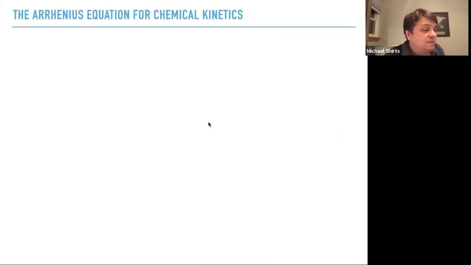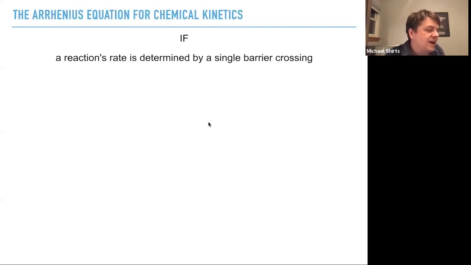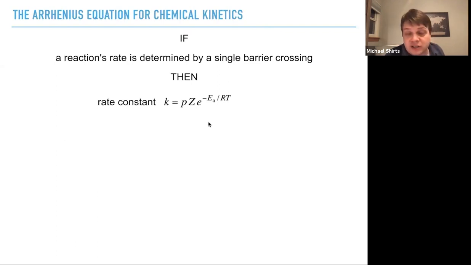So let's make this a little more quantitative. Let's think a little bit about the rates of these reactions. If a reaction's rate is determined by a single barrier crossing, then the rate constant will be proportional to, and you can show this with various collision theories, P times Z times e to the minus activation energy over RT.